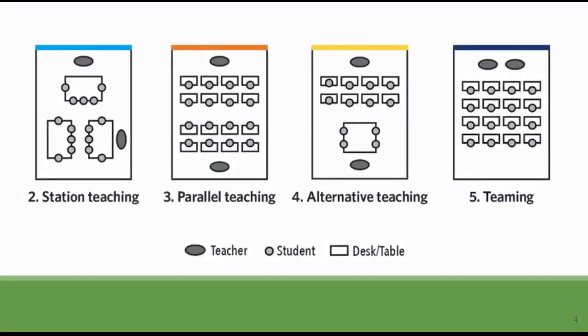Now, they may be working in station teaching or parallel teaching, alternative teaching, or teaming. The other two that are available in the co-teaching model are, in fact, one teach, one assist, and one teach and one observe. Both of those are definitely the least effective. So if we can embed one of these four within the actual co-teaching model, we're ahead of the game. But we have to do it with intentionality.